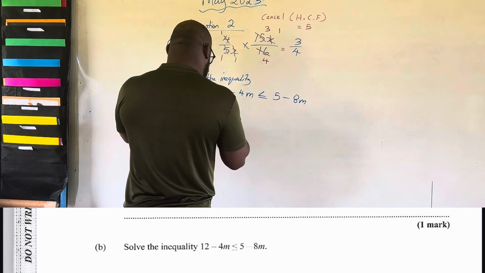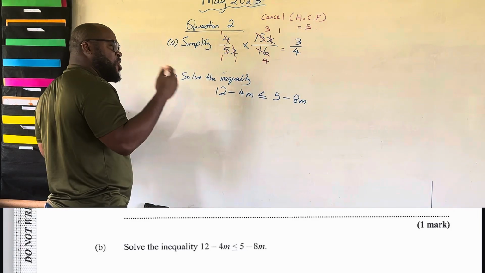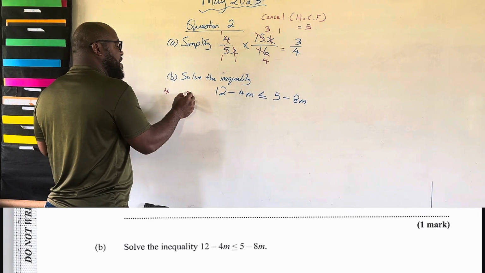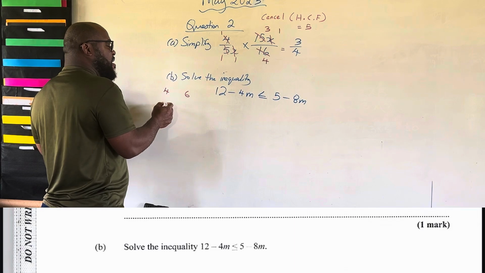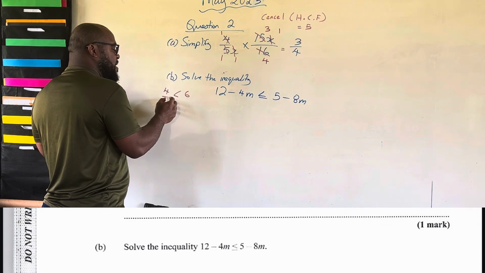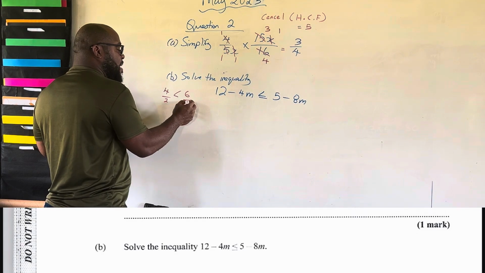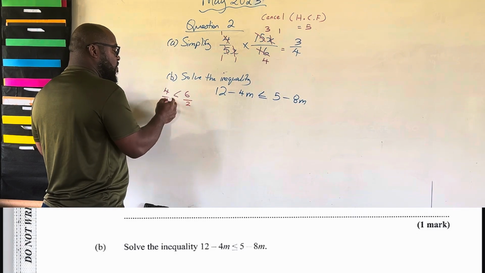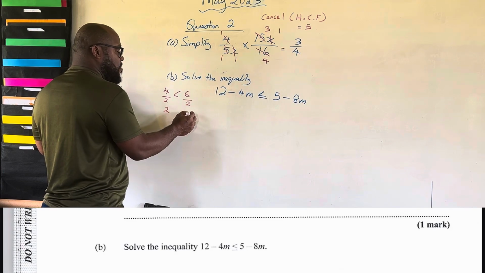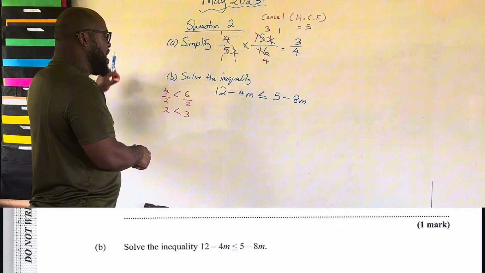Good. Bear in mind, a quick history. If I have 4 and 6, which is greater? 6. If I divide 6 by positive 2, and I divide 4 by positive 2, 4 divided by 2 is what? 6 divided by 2 is what? Good. So the sign remains the same.